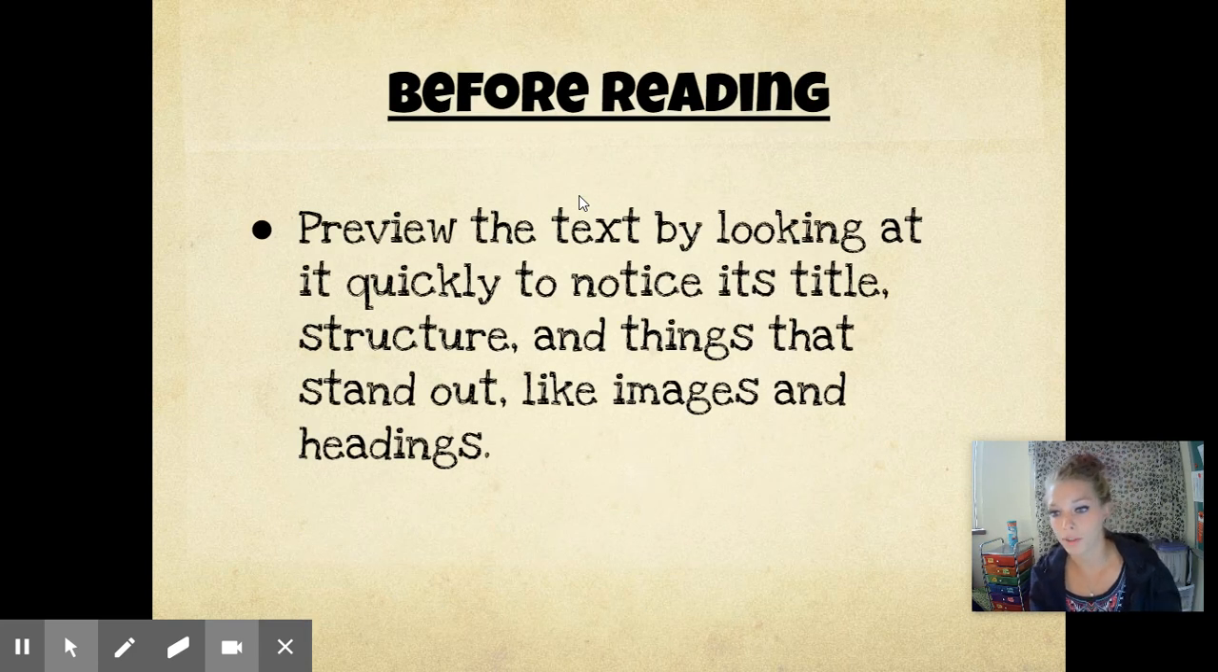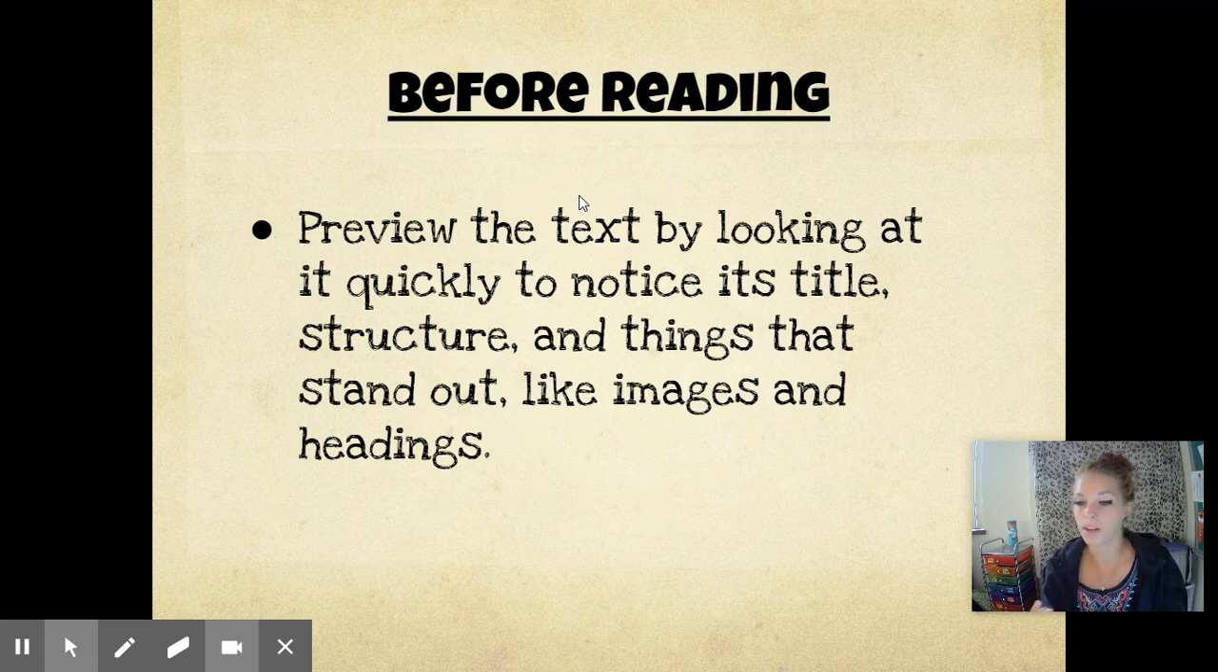Before reading is super important. Always preview your text before reading it. You want to notice how long it is. Look at the title, look at the structure. Are there lots of paragraphs? Are there pictures? Are there headings? What are you looking for?